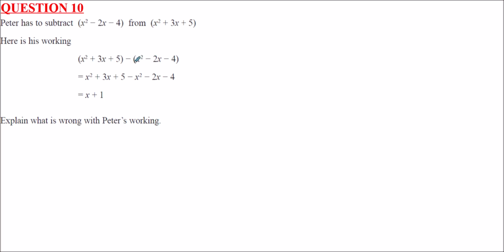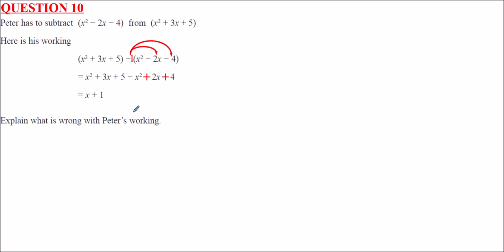It might be easier to consider if I write in here, instead of a minus, imagine it as a minus 1. And if I were to expand this out, minus 1 multiplied by x squared, minus x squared, that's fine. But if I were to do minus 1 multiplied by minus 2x, and minus 1 multiplied by minus 4, they become positive 2x and positive 4. So these two minuses here should actually be positives.